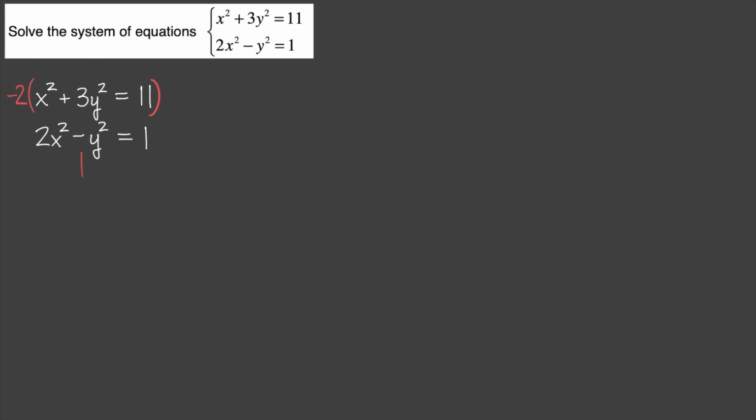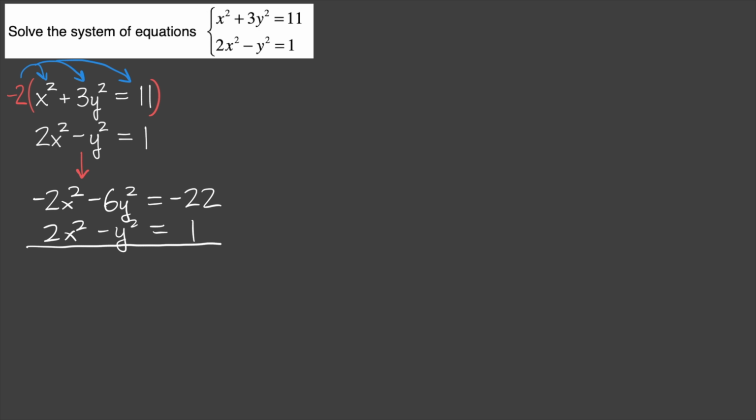All right, and then we'll rewrite both equations here. So distributing this negative 2 to both of these, we will get negative 2x squared. And then negative 2 times 3 is negative 6y squared. And then negative 2 times 11 is negative 22. And then we just bring down the other equation, the 2x squared minus y squared equals 1.